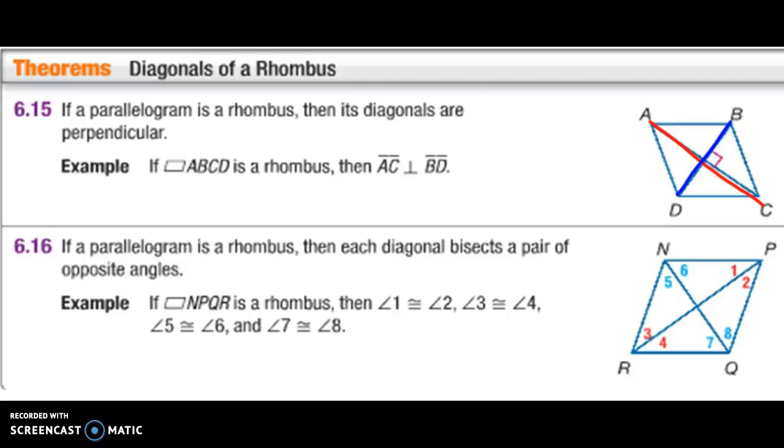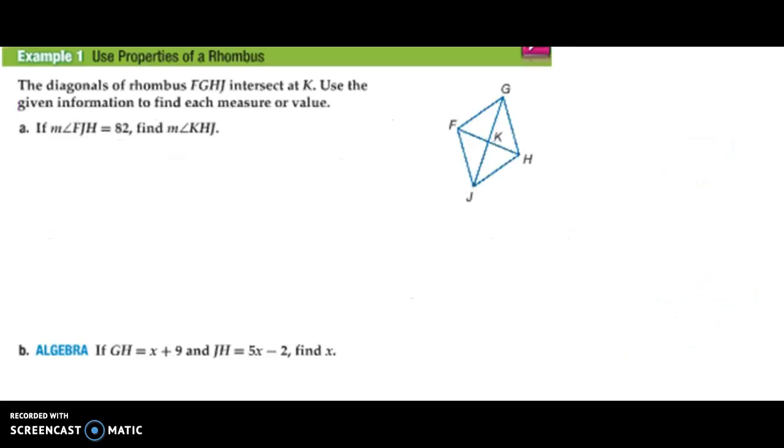Okay? So you'll see that angle 1 and angle 2 are going to be equal, as are 5 and 6. So would 3 and 4, and so would 7 and 8. All of those angles, 1 and 2, are going to be equal to each other. 3 and 4 are going to be equal to each other. So are 5 and 6, and 7 and 8 are going to be equal to each other as well. Alright, so let's look at an example right here.